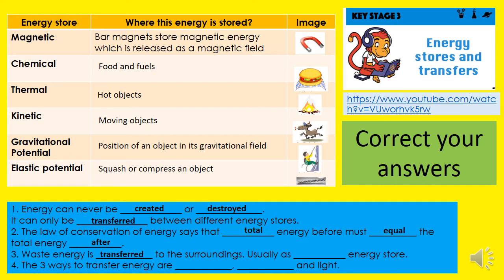The third one, waste energy, is transferred to the surroundings, usually as thermal energy store. The last one, the 3 ways to transfer energy are electrical, sound, and light. So well done for your hard work in this activity.